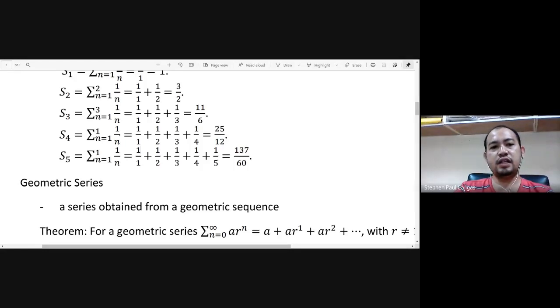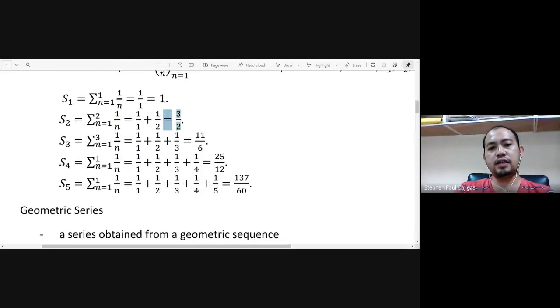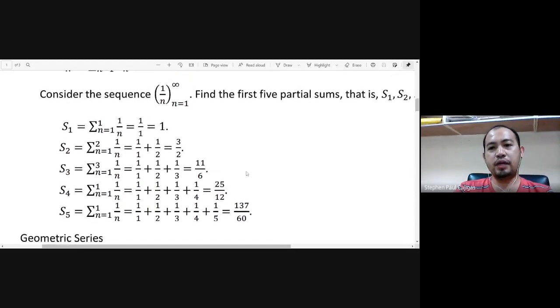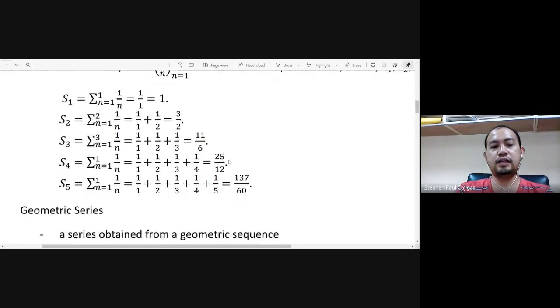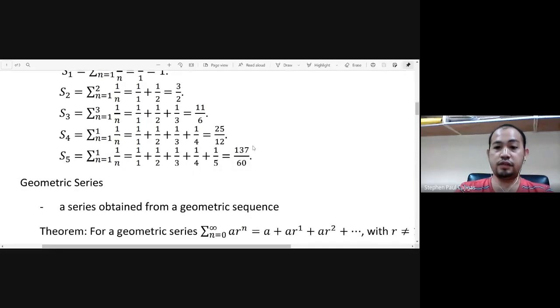With these partial sums, we can't really say whether our sum is going to a certain number or going to infinity if we keep on adding numbers here. So partial sums are sometimes helpful, but sometimes we can't make a conclusion about our series. So we will be using some theorems to help us determine if there is an actual number for the sum or if it's going to infinity.